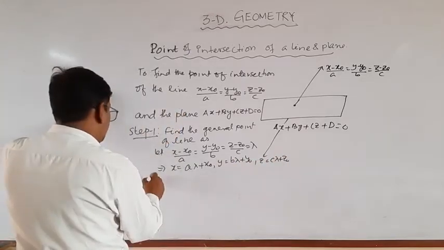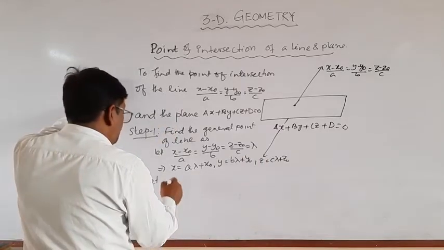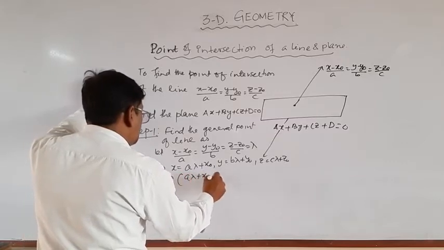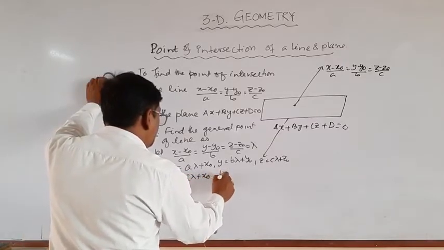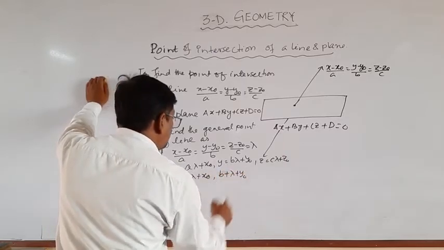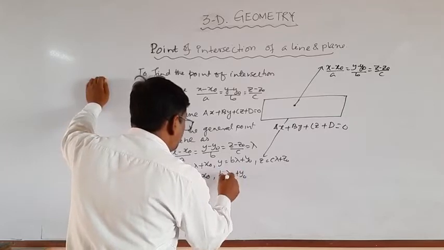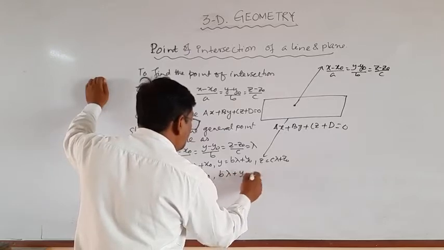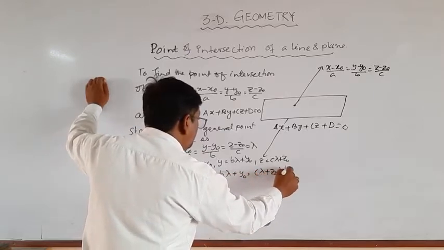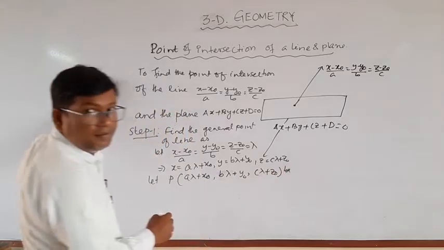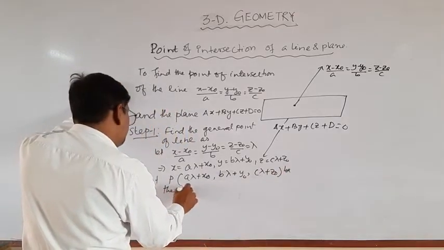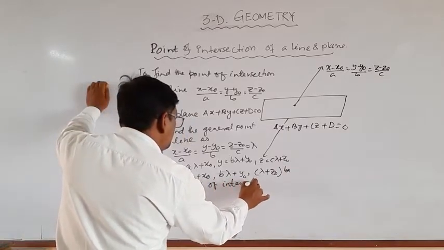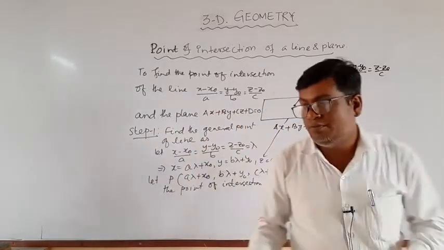Let P of a lambda plus x naught, b lambda plus y naught, c lambda plus z naught be the point of intersection. So this point will be the common point of both line and plane.